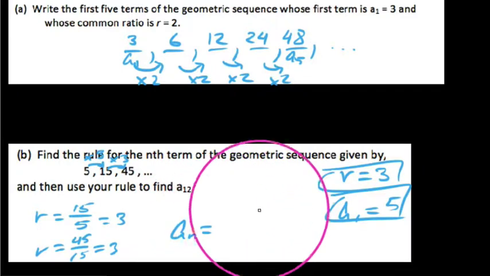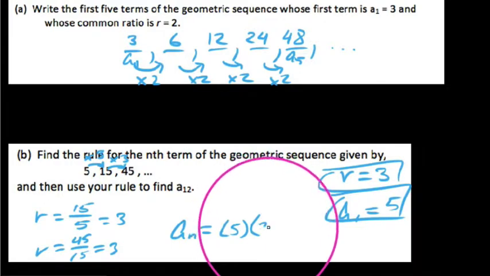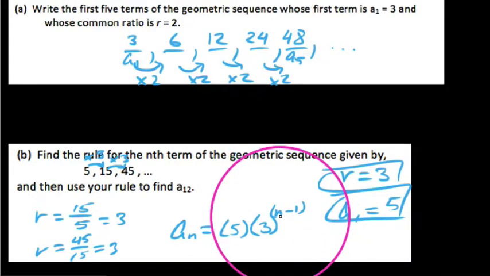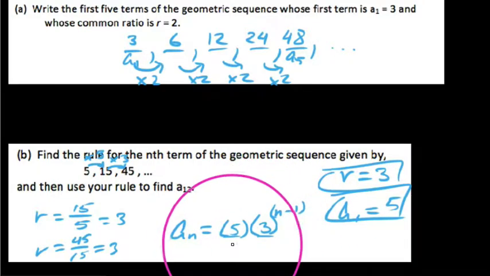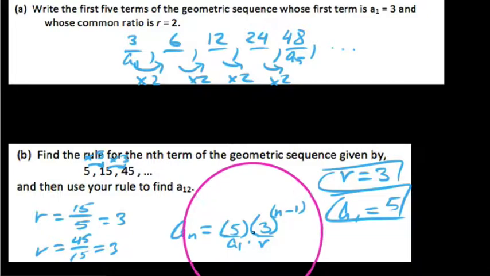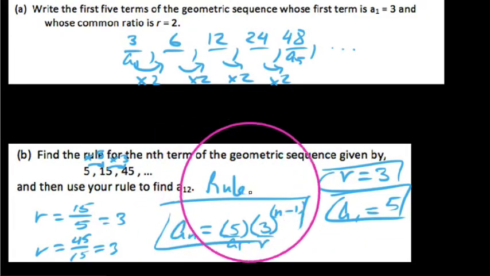We say the nth term would just be our first term, which in this case is 5, times the common ratio, which is the base of this exponent, 3, and we write n minus 1. It's a habit that you get into. But note that this is just our first term, and this is our common ratio, and they're just being multiplied by each other. So this is the rule for the nth term. And the nice thing is we don't need to simplify this.